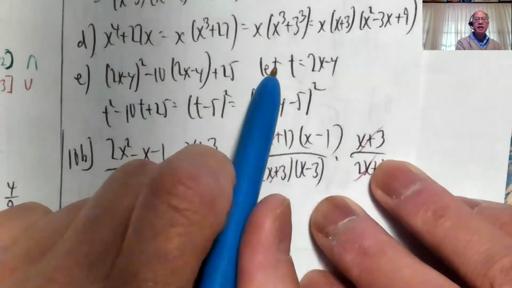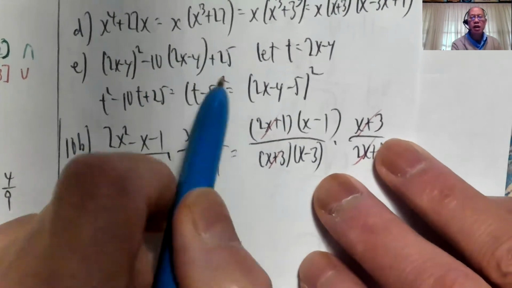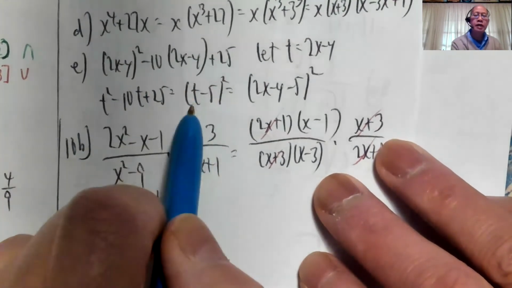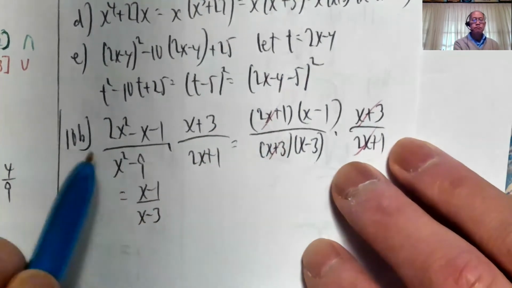E, notice how that matches that. So temporarily, let t be 2x minus y. So it looks like t squared minus 10t plus 25, which factors into t minus 5 squared. And then just quickly change t back to what it was, 2x minus y minus 5 squared.